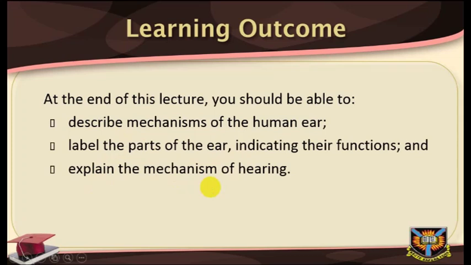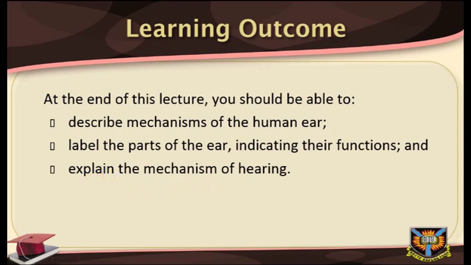Pre-test. 1. Mention the parts of the ear. 2. Identify the functional parts of the human eye. 3. Describe the physiology of human sight.